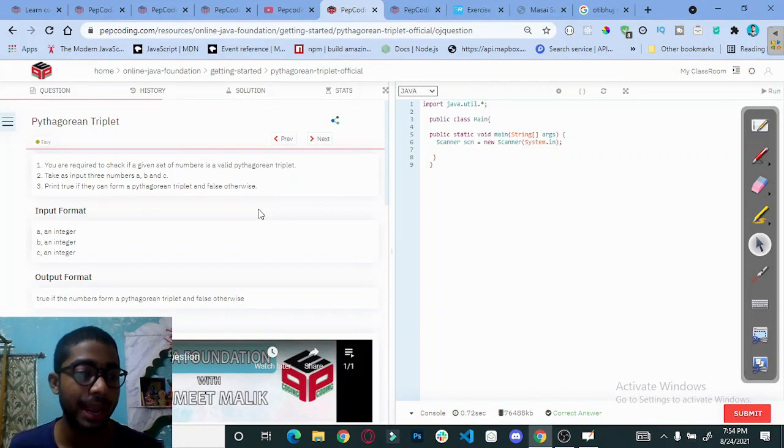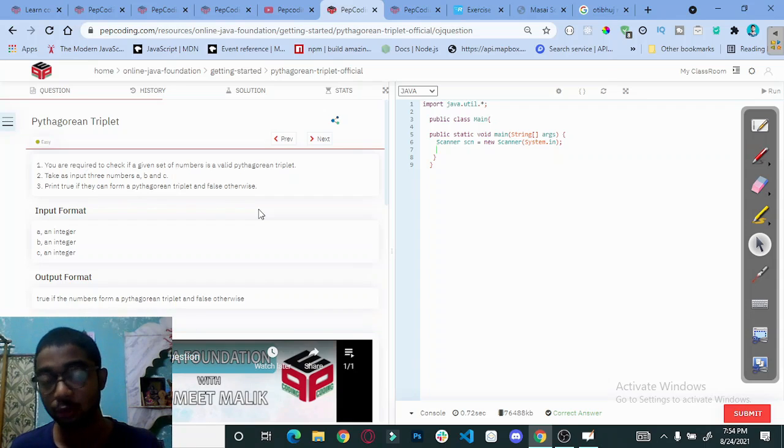Today's problem is that we have to check whether three given values form a Pythagorean triplet or not. That means in the input there are three values, the three sides of a triangle, and we have to find out whether it is a Pythagorean triangle. If it is, we need to print true. If it is not, we need to print false.